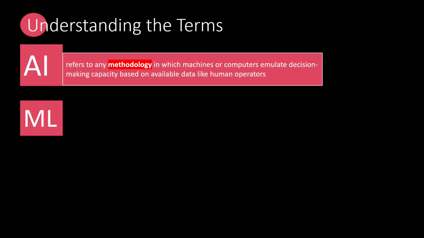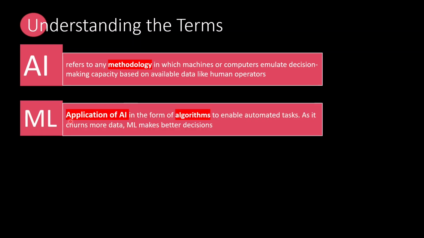Next is ML, or machine learning. So machine learning is a field of AI where you apply the artificial intelligence in form of algorithms to enable automated tasks. So the key concept is you are training a machine algorithm to learn. And how does it learn? It learns through some data. And as it churns more data, it makes better decisions. So the key point is, the more the data, the better the performance of your machine learning algorithm.